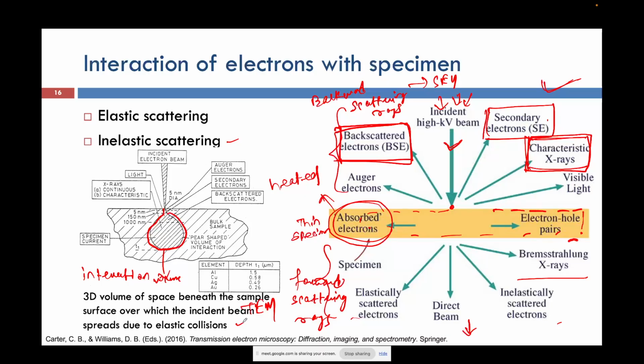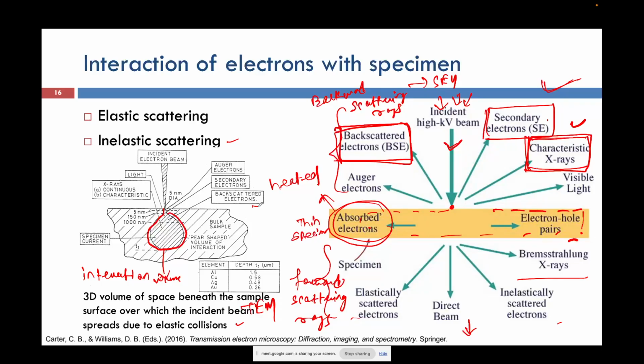over which the incident beam spreads due to elastic collisions. Okay, and whatever rays we saw here, the backward scattering rays, all of them will be coming from this interaction volume, right? Backscattered electrons will come, secondary electrons will come, Auger electrons will come, X-rays, light, all those things will come. And how will they come?